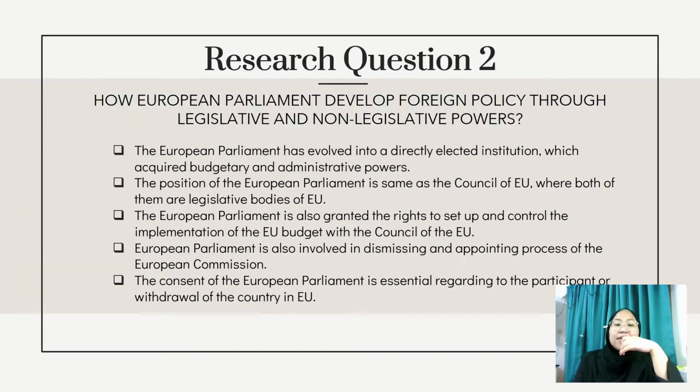The next one is research question 2, about how the European Parliament develops foreign policy through legislative and non-legislative power. The European Parliament has evolved into a directly elected institution which acquires budgetary and administrative powers. The position of the European Parliament is the same as the Council of the European Union, where both of them are legislative bodies of the European Union. The European Parliament is also granted the right to set up and control the implementation of the European Union budget with the Council of the European Union.